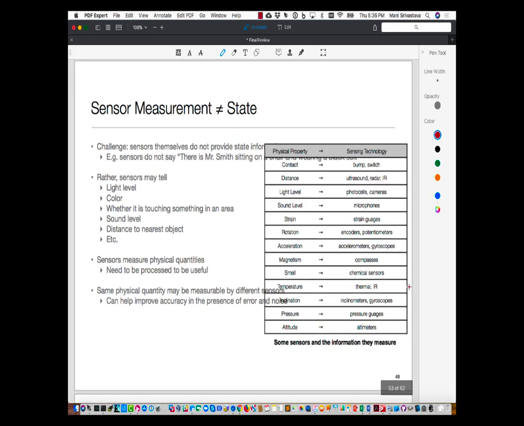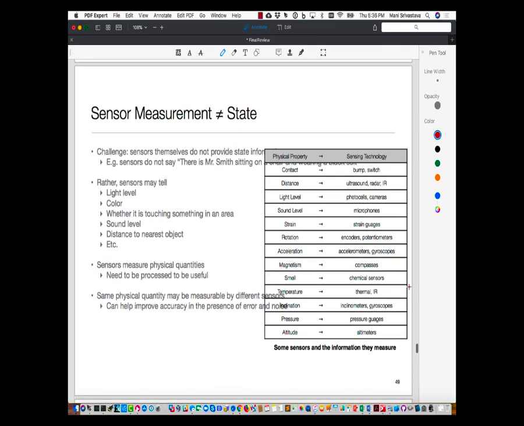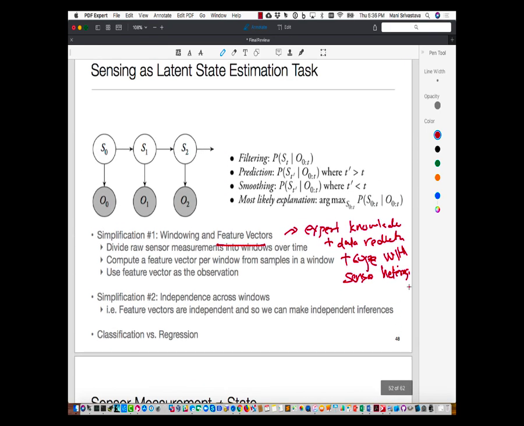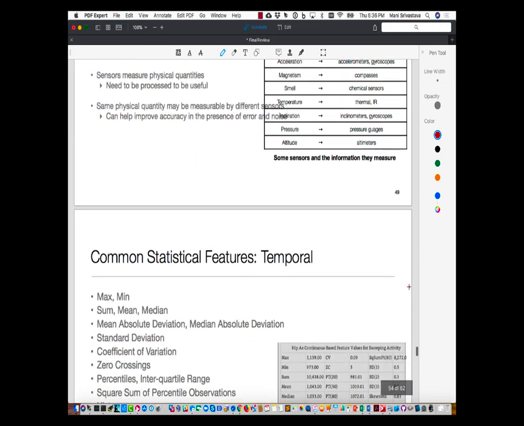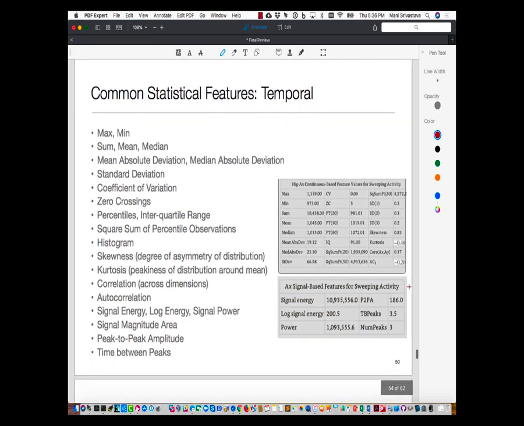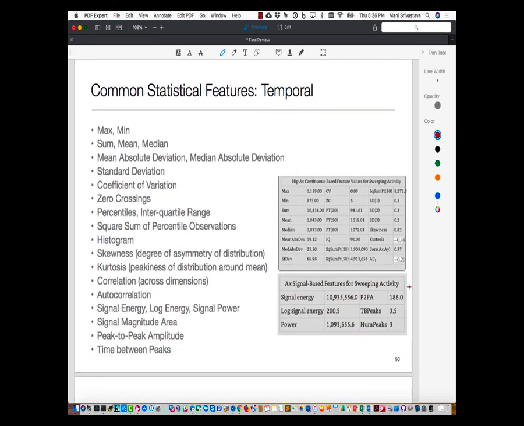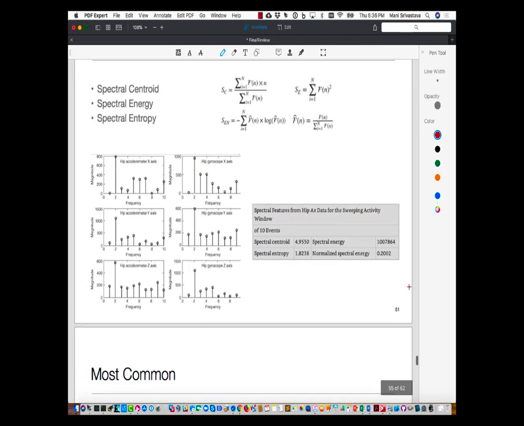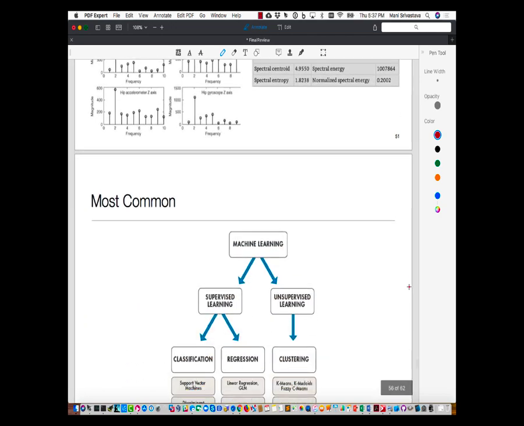A very important point in this whole story is that sensor measurements rarely give you the state directly. It's rarely the case that what you are observing is going to tell you directly that the person is asleep or awake or whatever. It will tell us something about it, but not directly. We had gone over a whole list of different kinds of features, but they very broadly are temporal, spectral, and contextual.